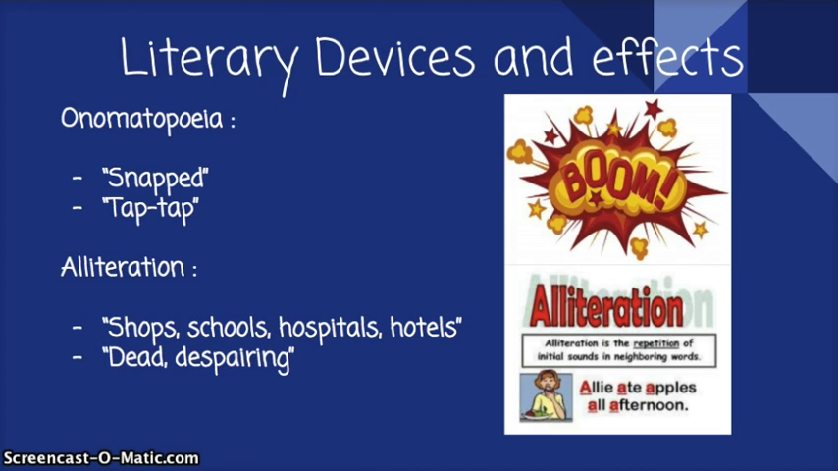Alliteration was also used in the story, such as shops, schools, hospitals, hotels, and dead despairing. Shops, schools, hospitals, hotels was used to describe the areas in which the blind man went to collect and beg for alms. Dead despairing was used to describe the look in the dog's eyes after it reunited with its abusive and torturous master. Alliteration is used in both examples to apply emphasis and draw the reader's attention to that section of the text. The alliteration, shops, schools, hospitals, hotels, combines the sharp S sound and the more gentle H sound to effectively convey the idea. On the other hand, the alliteration, dead despairing, conveys emotion in the reader, getting the reader to take pity on the dog.